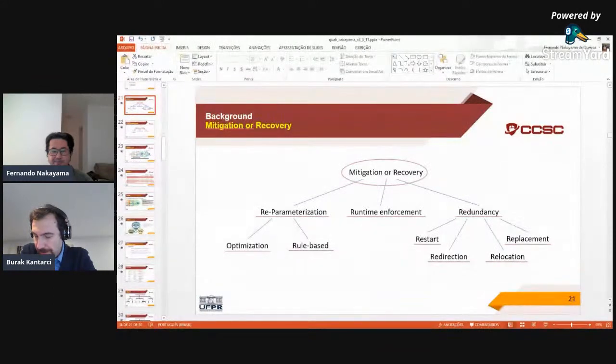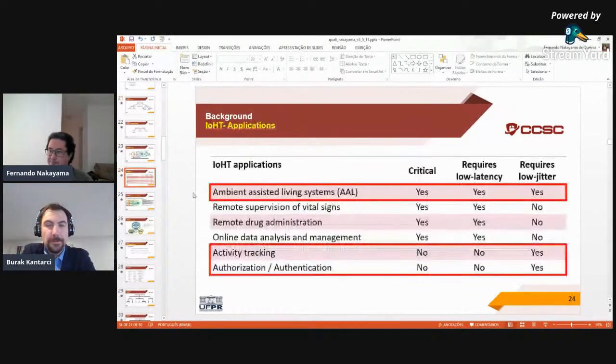You presented, I think it was also in slide 24 as well, there was an application requirement here. So for criticality, I understand activity tracking not being critical, but I'm actually surprised to see that authorization or authentication are being marked as not critical. So why is that so?